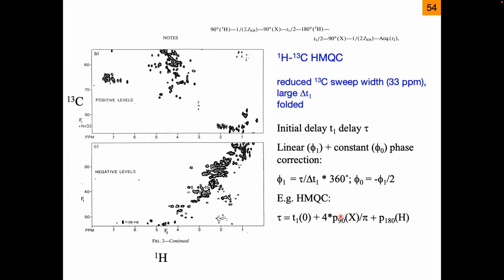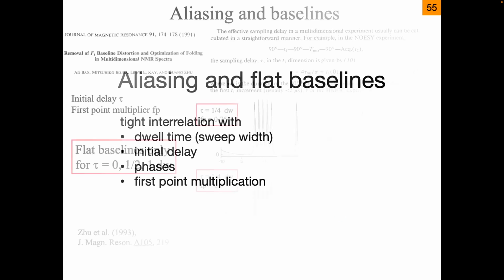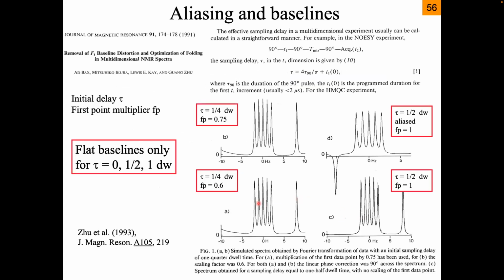And now, this whole thing is then also related to a flat baseline. And there's a very tight interrelation between the dwell time, this initial delay, the phases that you apply, and actually the first point multiplication of the FID that you have to apply. And I explain this now. So here in this paper, this was simulated. These are all somehow properties of the discrete Fourier transform. So if you do a continuous Fourier transform, you don't see this really.